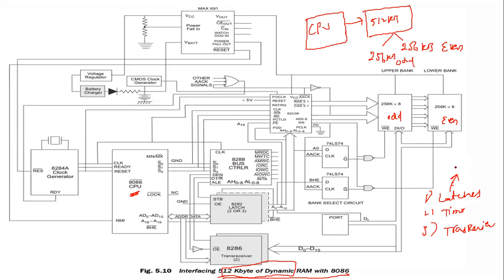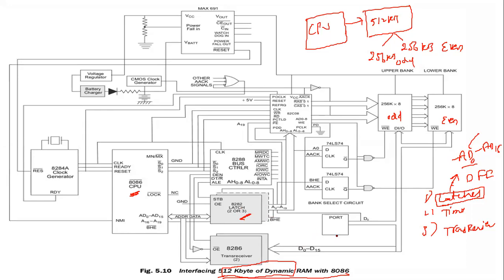Why are we using latches? Our address and data lines AD0 to AD15 are bidirectional and at the same time multiplexed lines. Multiplexed means the same lines are used for both address as well as data. To separate them, you require some latches. Latches are nothing but D flip-flops, which I think you already discussed. These are the latches.